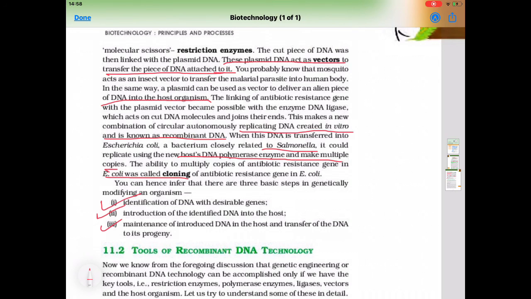An organism in which we have added the gene of interest, the modified gene we made and put into the host, that host has now become a genetically modified organism.